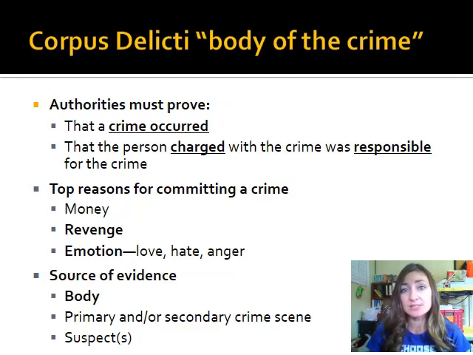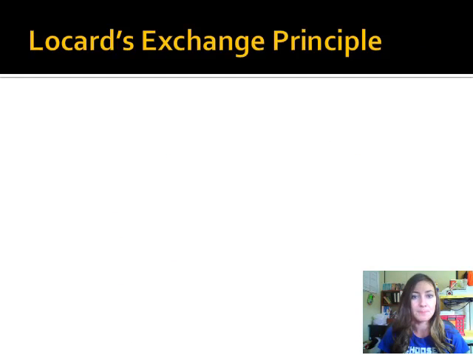We can find evidence from a body at the crime scene as well as suspects. We can also get evidence from a primary crime scene, that's where the crime occurred, and or a secondary crime scene. For instance, if a person robs a bank, we would consider that bank the primary crime scene, and we would consider the suspect's home, where we go to search for clues, maybe we want to search their computer, that would be the secondary crime scene. It's not where the crime occurred, but it is associated with the crime.